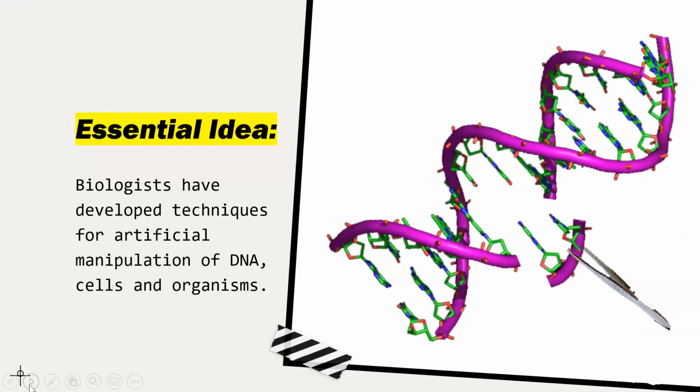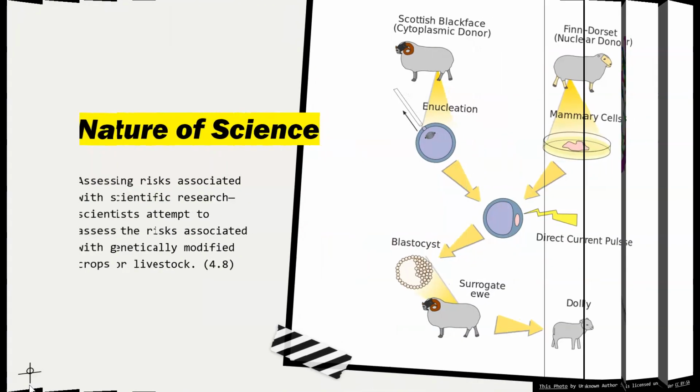Now, the essential idea behind this unit is that biologists have always been able to manipulate species by trying to increase the possibility of certain traits being passed on. And we've looked at that in artificial selection. Now we're actually looking at manipulating the DNA to pass on specific traits. So we're looking right down at a DNA level now and a genetic level.